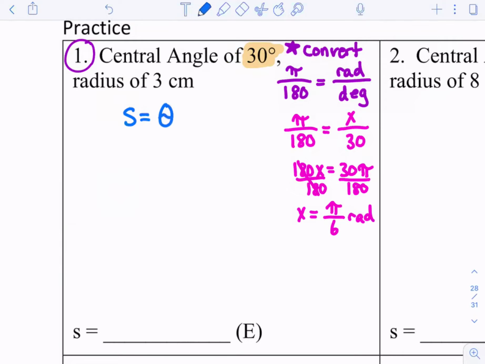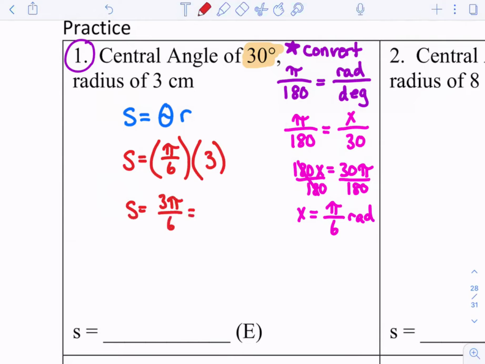All right, so to find the arc length, we're going to take the central radian of pi over 6 times the radius of 3. They give us that in the question. So we have 3 pi over 6. I always just like to reduce it, so that's 1 pi over 2. Pi over 2, that would be our exact answer. And that's actually what it's asking for in this problem. Oh yes, E for exact.